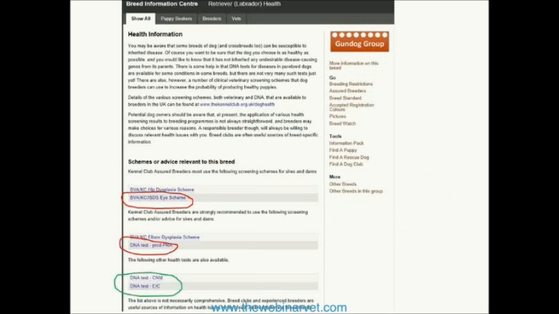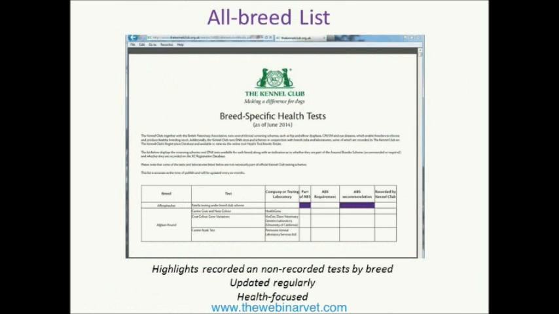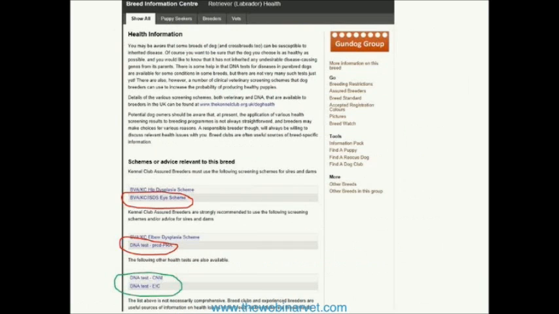So once you access the Breed Information Center, it's quite easy. You type in the name of the breed that you are interested in finding the health information about. In this case, I've picked a classic and one that you're probably quite familiar with, the Labrador Retriever.